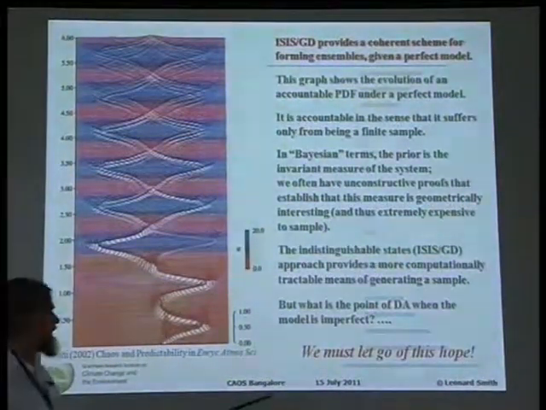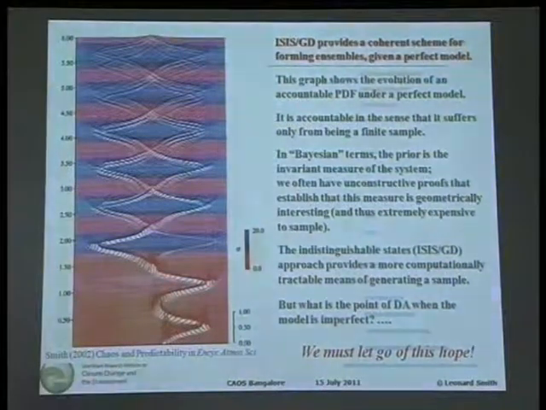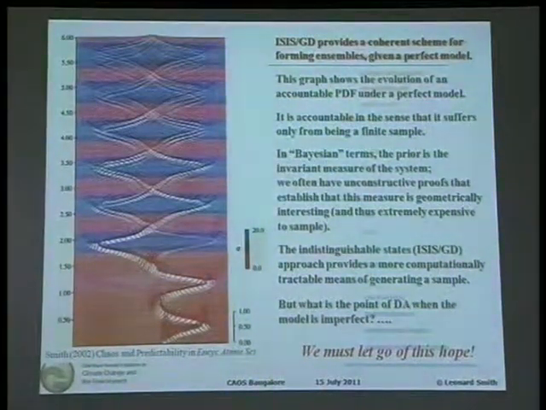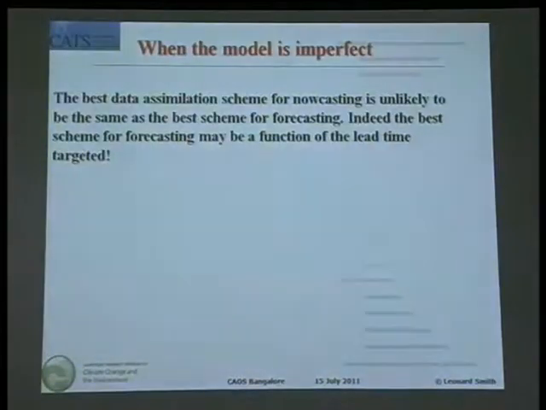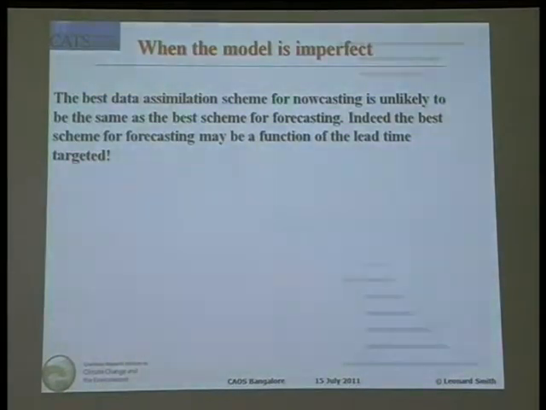As soon as the model is imperfect, I think we have to let go of this idea that this target exists out there for us to aim at. Once the model is imperfect, the data assimilation scheme needs to reflect the aims for assimilating the data in the first place. If you're trying to get a model state that's the best description of the current state of the atmosphere, a now-cast, that aim is different from trying to find an ensemble which will give you a good 8-day forecast. And this needs to be recognized when we're building the ensemble, the assimilation scheme.